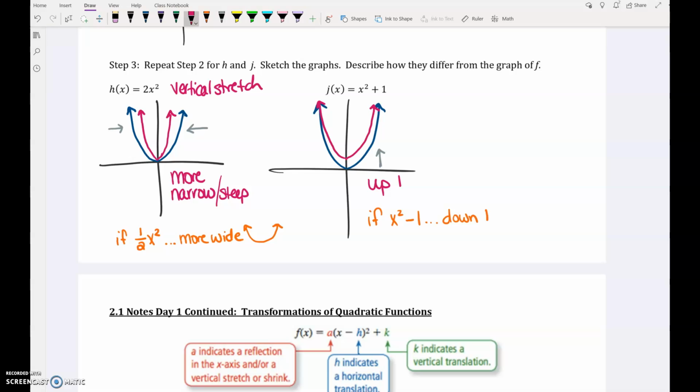The +1 not in the parentheses moves the graph up 1 unit. If it had been a -1, that would move it down 1 unit. Okay, let's go to the next page and summarize this.